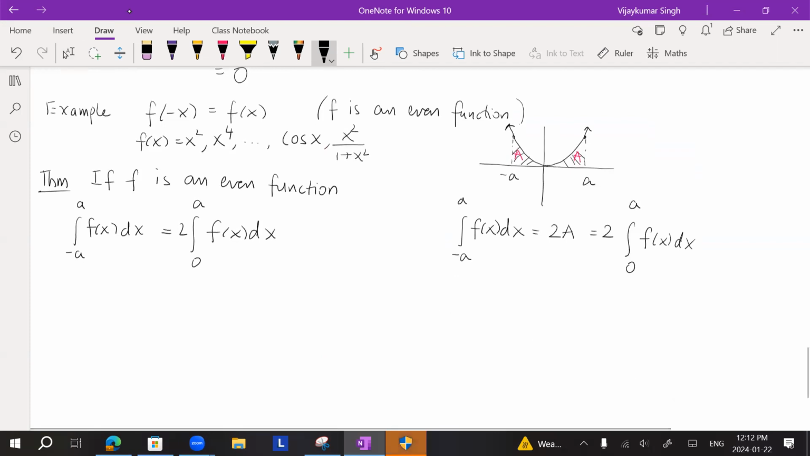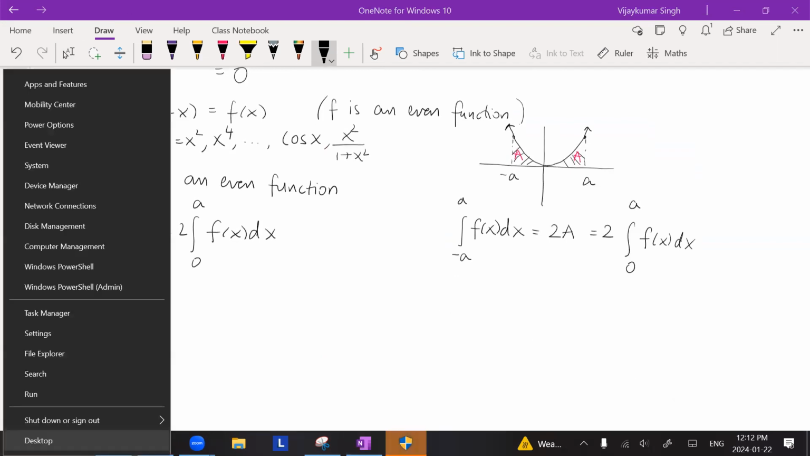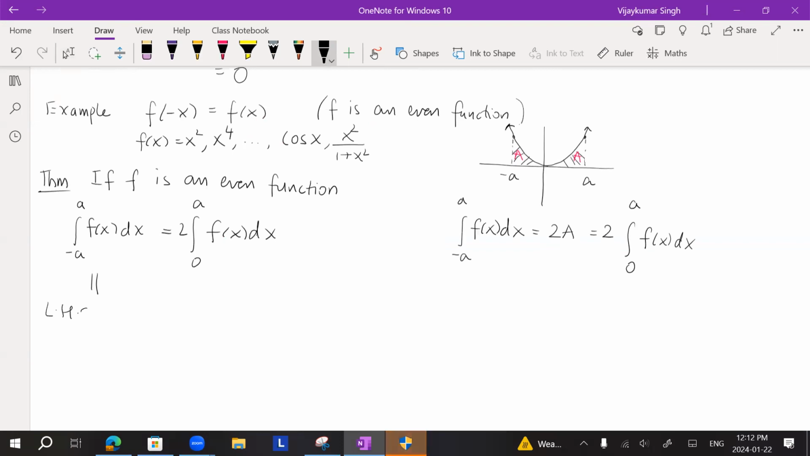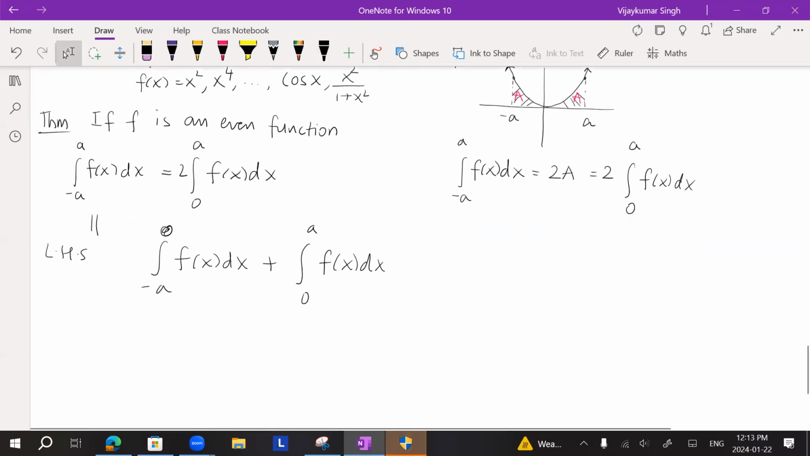Again, you break this up. Let me just give you the hint. We take the left hand side and break it as the integral from minus a to 0 of f of x dx plus the integral from 0 to a of f of x dx. Then in the first integral you let u equal minus x and work it out. In the end you'll get that both the integrals are the same, and that will prove that you're actually adding twice the integral from 0 to a of f of x dx.